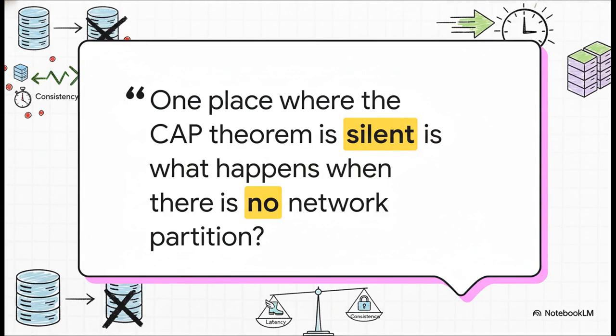We started with this exact question. And as you can see, PACELC gives us the definitive answer. It fills that silence. It forces us to confront this trade-off between latency and consistency, proving that even in a perfect world, compromises are just unavoidable when you're building distributed systems.